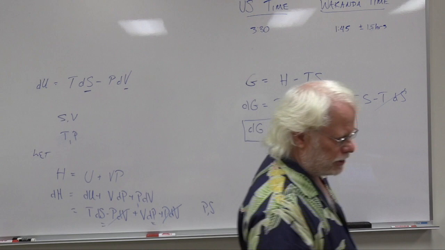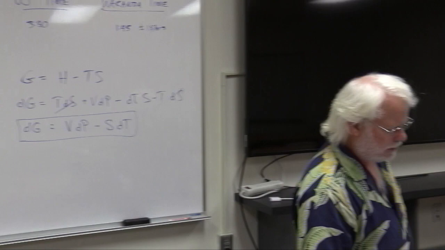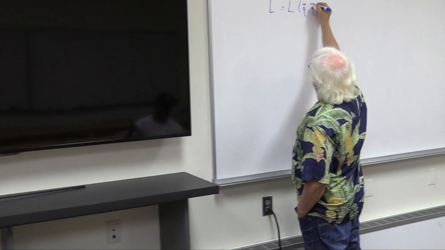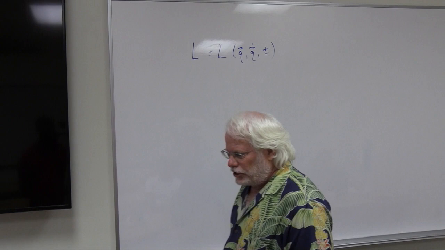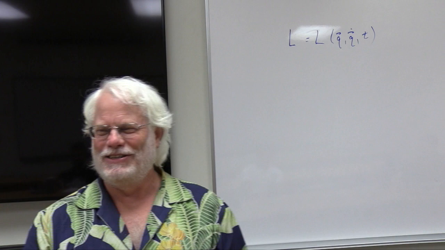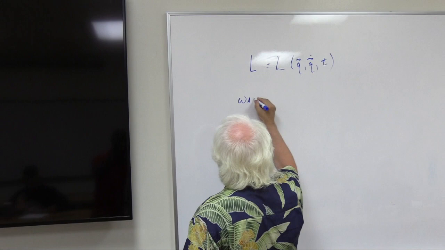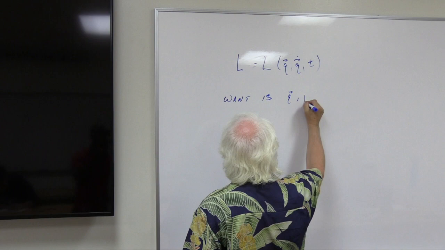Well, we do a similar thing with the Lagrangian. With the Lagrangian, it is a function of positions and velocity, possibly time, but it turns out to be advantageous to change from velocity to momentum. So what we want is Q and P.